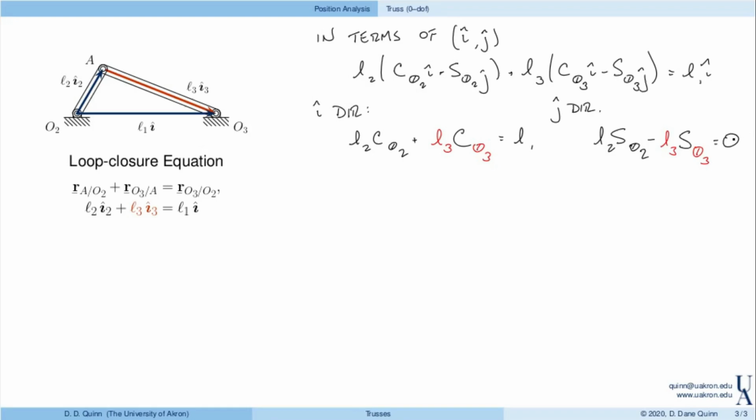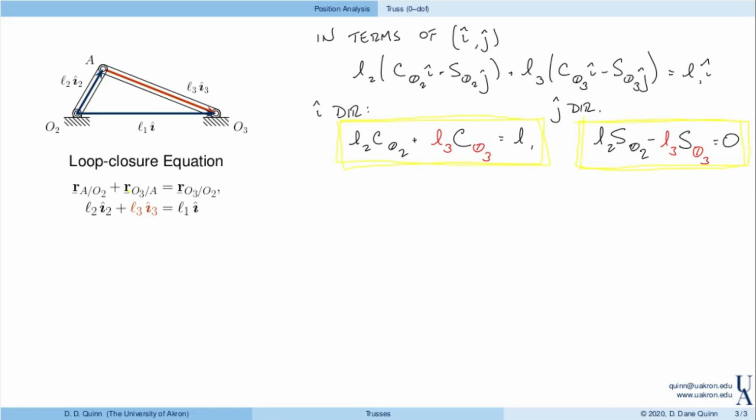equals 0. So we have two scalar equations now. We have this scalar equation, which comes from the I direction, and we have a second scalar equation, which comes from the J direction.